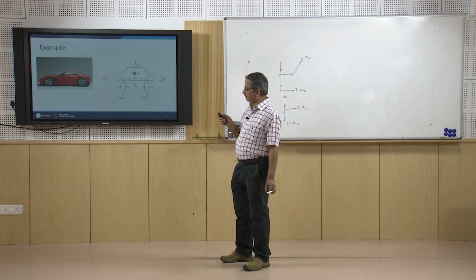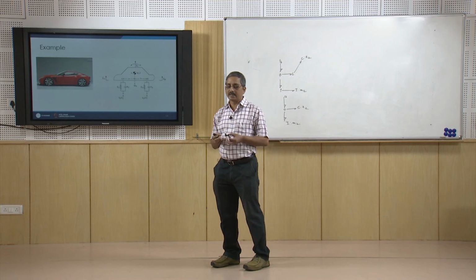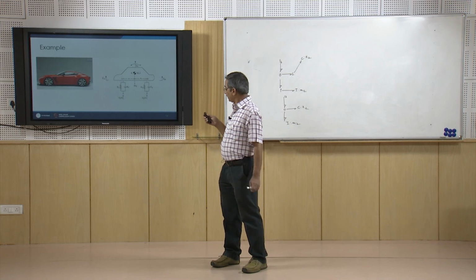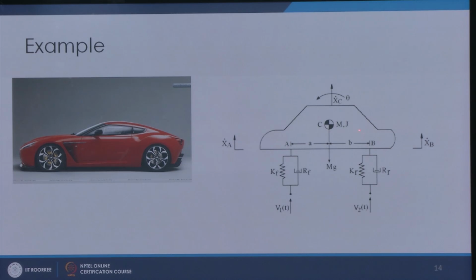Now, let us take another example. Suppose I want to model this car, okay. So, how can we do that? So, first of all we draw a schematic of the car. Here, I am representing by C the centroid of the car. This car has mass m and polar moment of inertia J, and here I am using 2 coordinates, one theta for the angular motion and one for the vertical motion, alright.